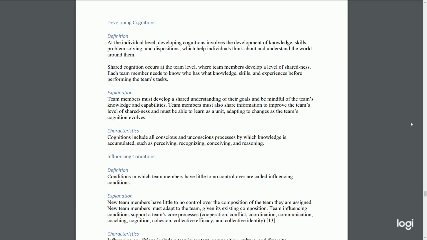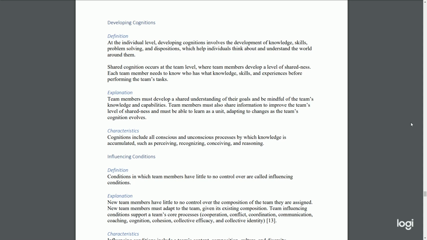Developing cognitions. Definition. At the individual level, developing cognitions involves the development of knowledge, skills, problem-solving, and dispositions which help individuals think about and understand the world around them. Shared cognition occurs at the team level, where team members develop a level of sharedness. Each team member needs to know who has what knowledge, skills, and experiences before performing the team's tasks.